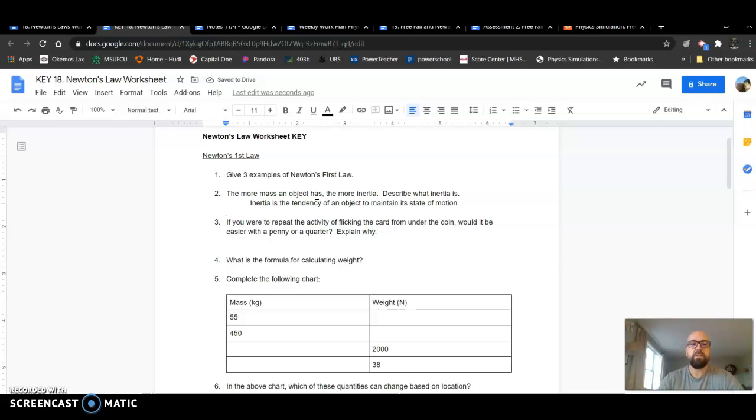Things with more mass are going to have more inertia. This one a lot of people got wrong: if we were to repeat that activity, flipping the card from under the coin, that would be easier with the quarter because it has more mass and therefore more inertia. So the quarter is more likely to stay in place. If I'm flicking it off my thumb, the quarter would be more likely to stay there because it has more inertia. And then the formula for calculating weight: weight equals mass times acceleration due to gravity.